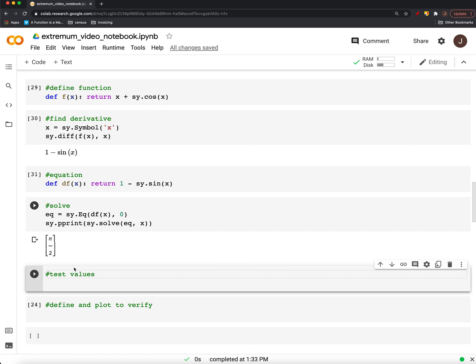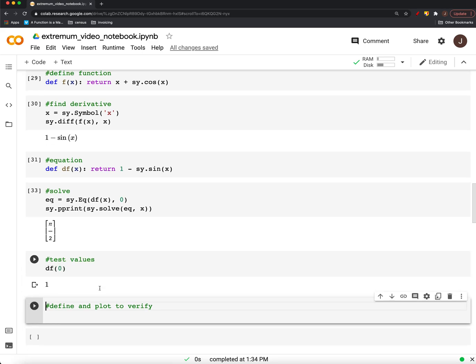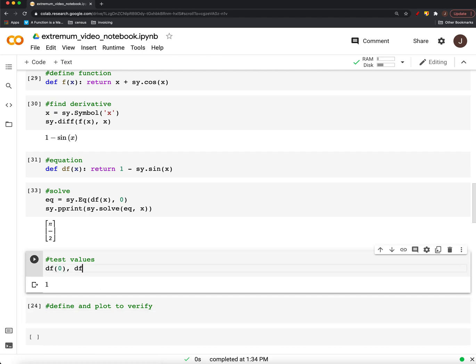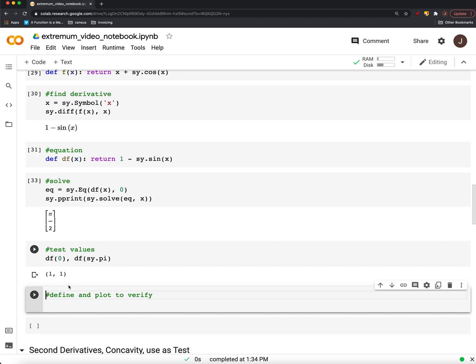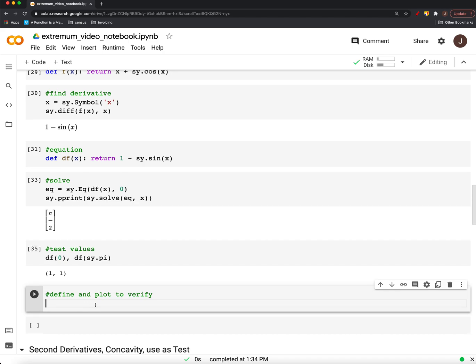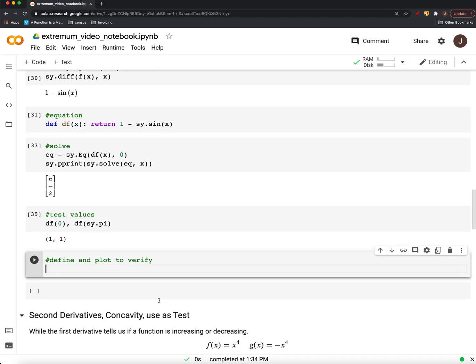So then we can just test values on both sides of that, and we can use the symbolic form here. We can, again, try it at 0. It's positive. And if we also try it at pi, it's also positive. So let's go ahead and verify this with a plot, that we don't have a maximum or a minimum value occurring there.